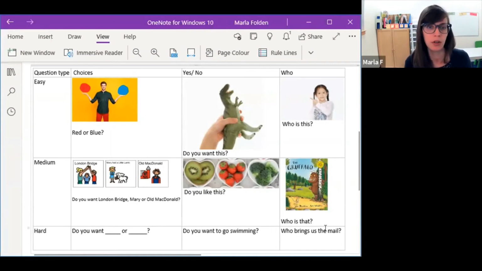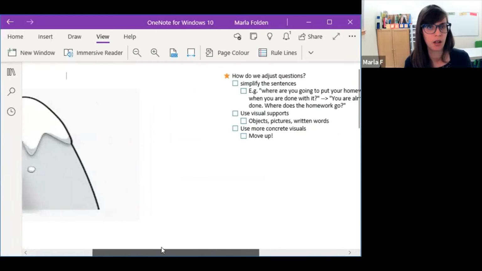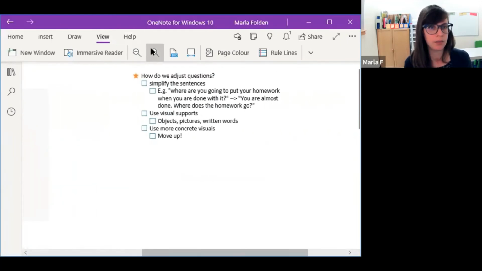And then the most difficult version of a who question is one that doesn't have visual support. Who brings us the mail? That kind of thing. Now, we do want our students to be able to learn all of these question words over time, right? So it's important that we can manipulate how hard the question words are by providing more and less visuals as needed so that the students can learn them. So let's think about how we can do that. And that would be over here.